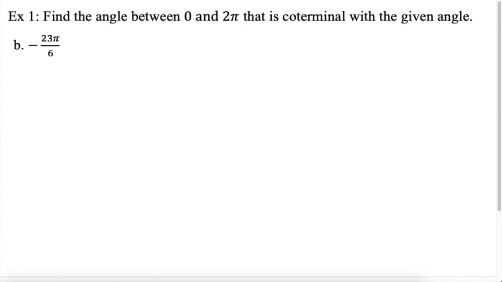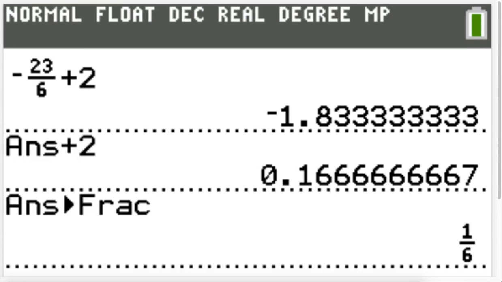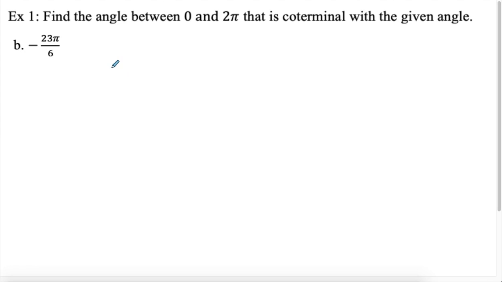If I have a negative angle, I would just want to add 2 pi until I get to a value that's in between 0 and 2 pi. So again, we can use the calculator for that. Right? I can say negative 23 over 6 plus 2, and then just keep adding 2 until I get to a value that's in between 0 and 2 pi. Again, we want that in terms of a fraction. So I'm going to use math frac or math 1 on the calculator to turn that into a fraction. So in this example, I would say that pi over 6 is an angle between 0 and 2 pi that is coterminal with negative 23 pi over 6.